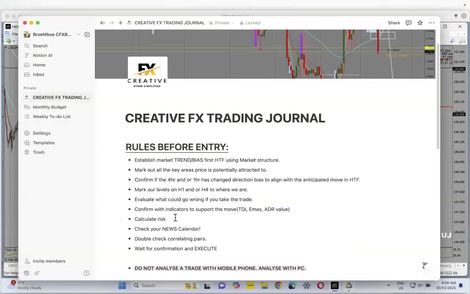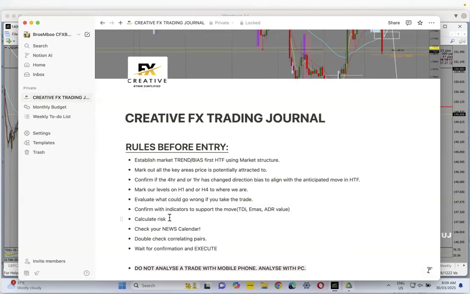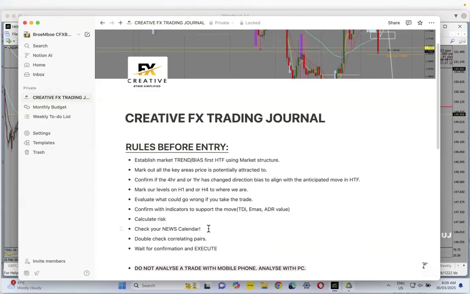So now after that being said, calculate your risk. Obviously, that's a personal thing that you do. Calculate your risk, see how much you're going to risk on this trade. And then the next thing, look into your news calendar. What do you have in terms of your news? For JPY, for me, news will come in the Asian session. For USD, news will come a little bit later in the New York session. So I think I was good on that day. And then double check correlating pairs.